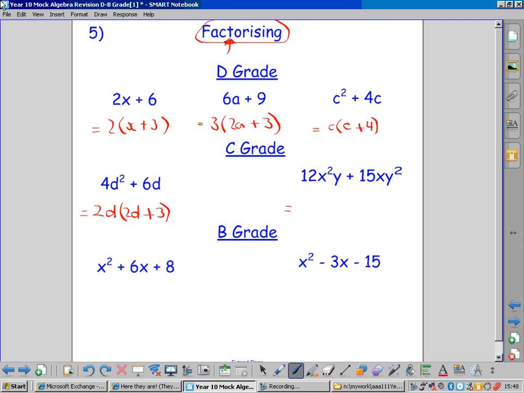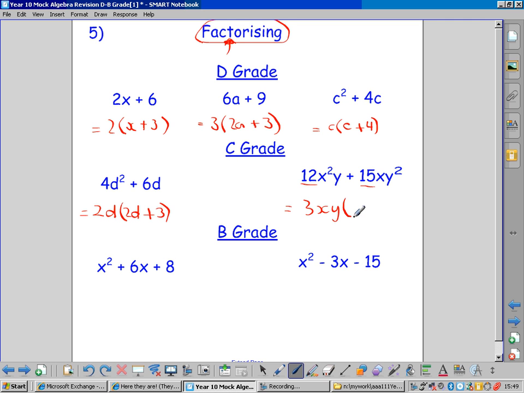This one is tricky because we can take a number out and two letters. The biggest factor of 12 and 15 is 3, and the biggest factor of x squared and x is x. The biggest number that fits into both of those. The biggest number that fits into y and y squared is y.